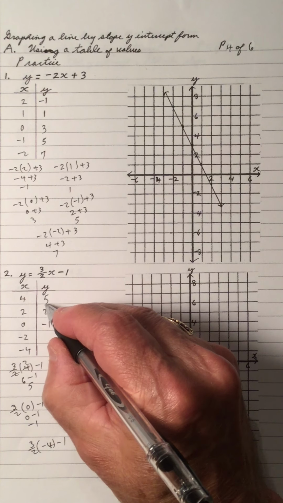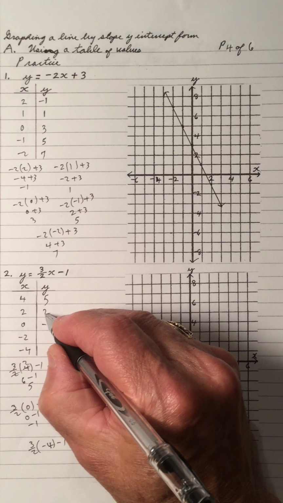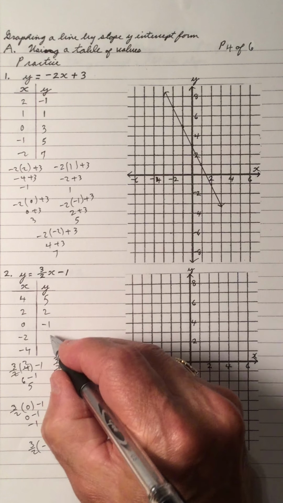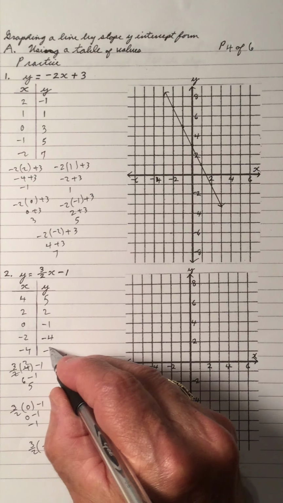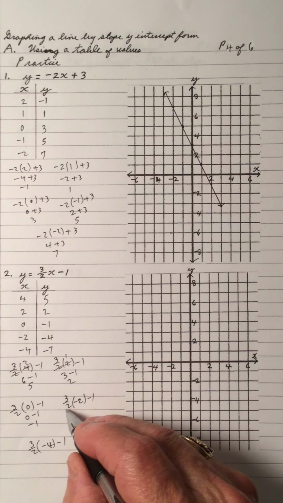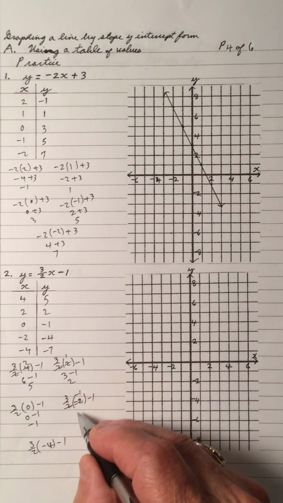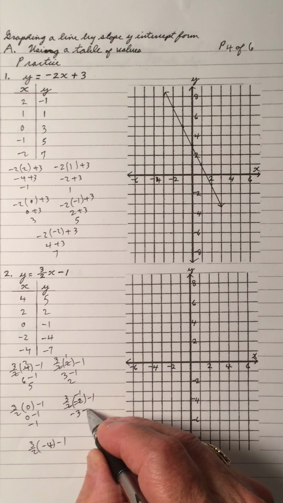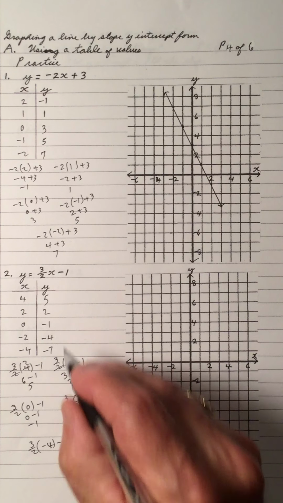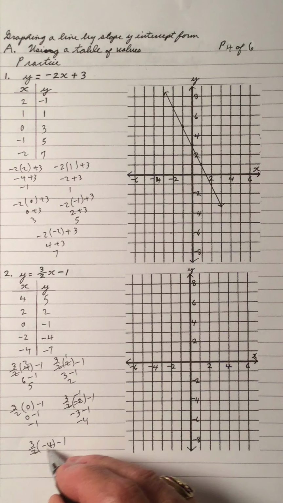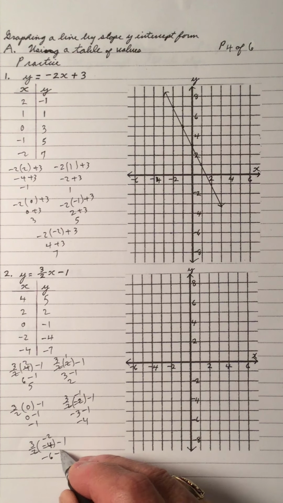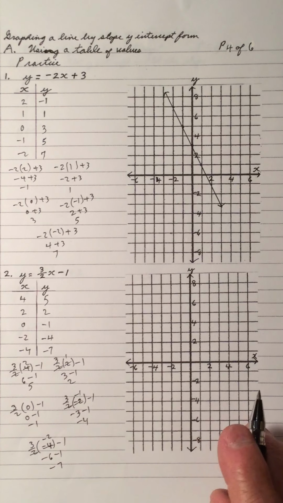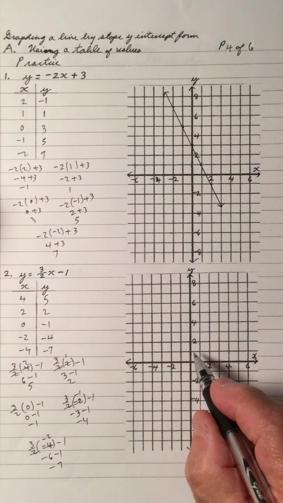And again, 5, you can see it's going down by 3, going down by 3. I bet the next one is going down by 3 is negative 4. Down by 3 is negative 7, but let's check it. 2 goes into negative 2, negative 1, so it gives me negative 3, minus 1, negative 4. Perfect. And 2 goes into negative 4, negative 2, negative 6, minus 1, negative 7. Perfect. And you plot the points.